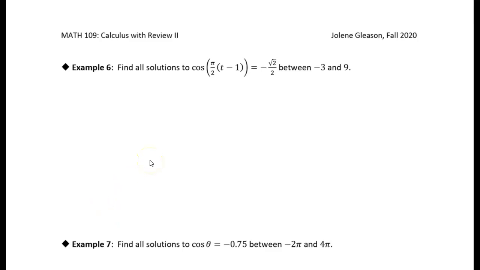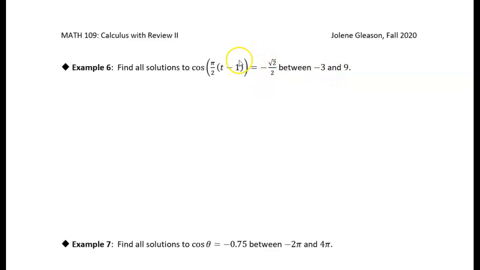All right, let's solve some more trigonometric equations. Here we have the equation cosine of pi over 2 times the quantity t minus 1 is equal to negative square root 2 over 2. And we want all of the solutions between negative 3 and 9. Let's think this through a little bit before we get started.